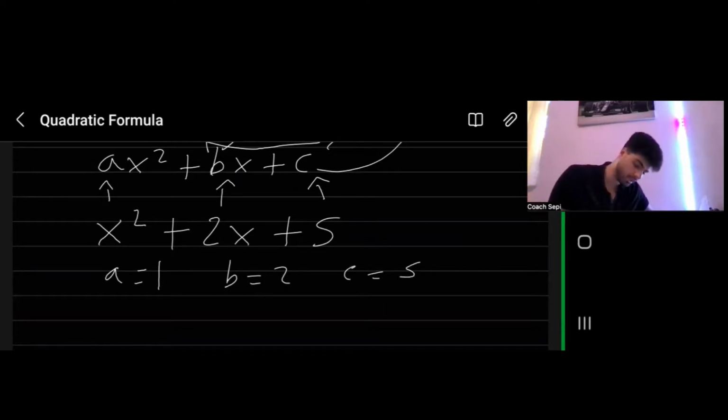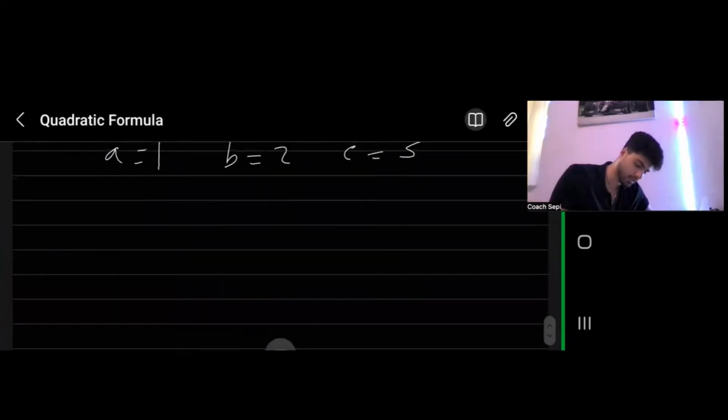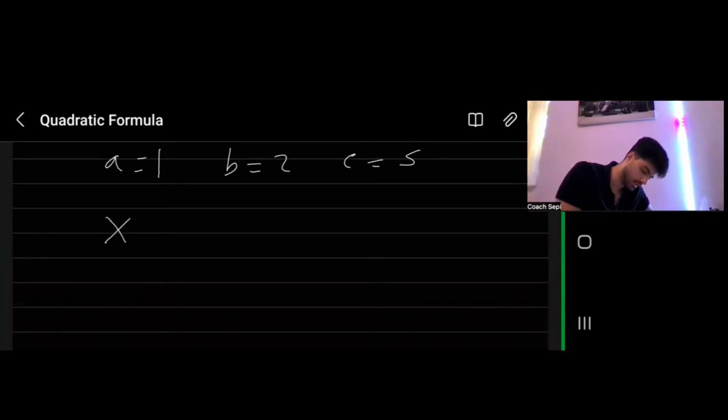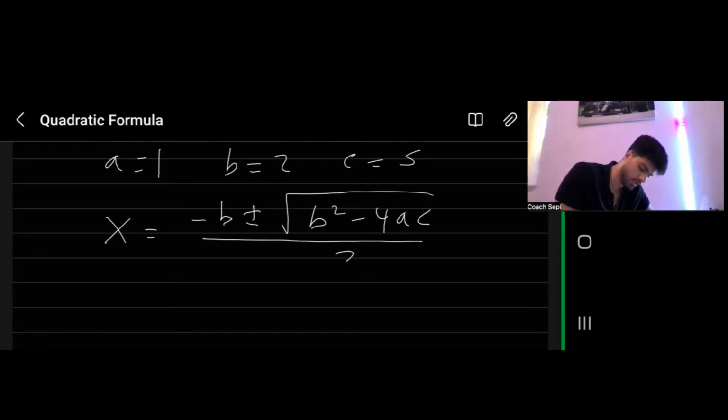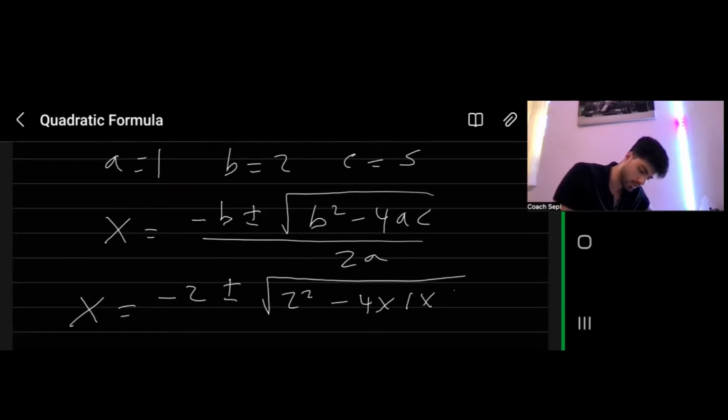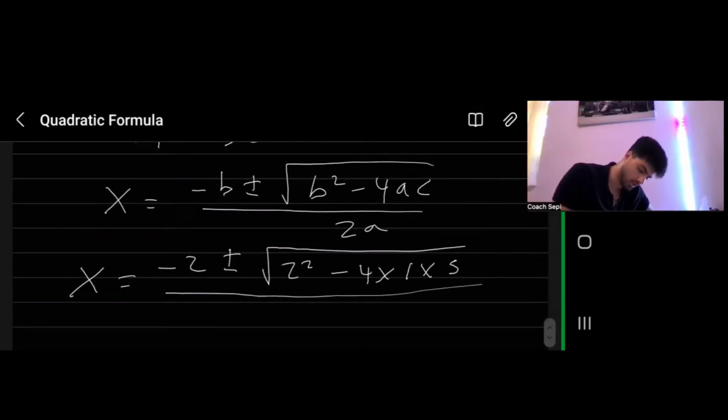If we were to substitute this into the quadratic formula again, which was x equals minus b plus minus square root b squared minus 4ac all over 2a, we would have x equals minus 2 plus minus square root 2 squared minus 4 times 1 times 5, all of this over 2 times 1. Yeah?